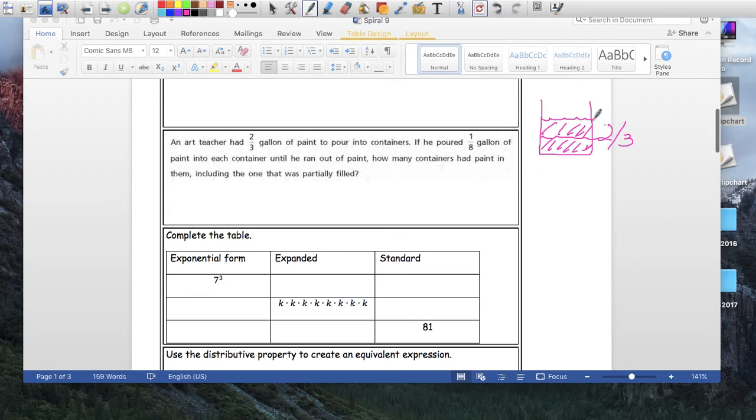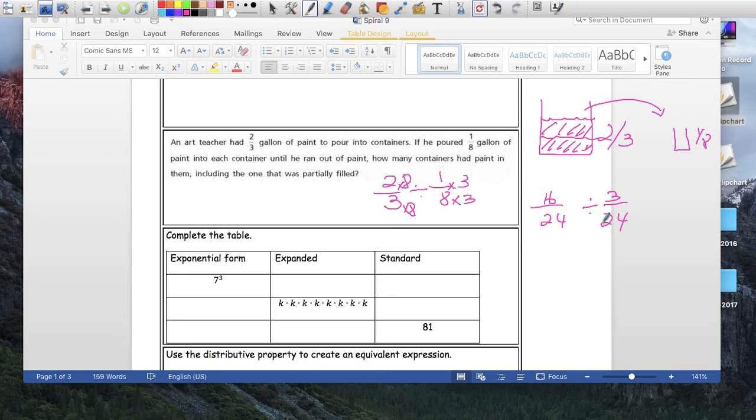Okay, and he's going to pour all that paint into little containers like that. And each container you can fill with 1/8. So how many containers of this size, 1/8 size, can you fill, even including the last one where it's probably not going to fill to the top? So the division problem: you have 2/3 and you're going to divide it by 1/8. In this case, we can find the common denominator, which is 24. The 3 became 24 by times 8, so I multiply the top times 8 and get 16. The 8 became 24 by times 3, so I multiply the top times 3.